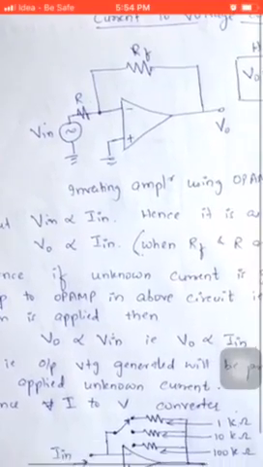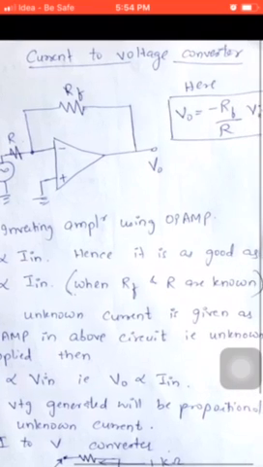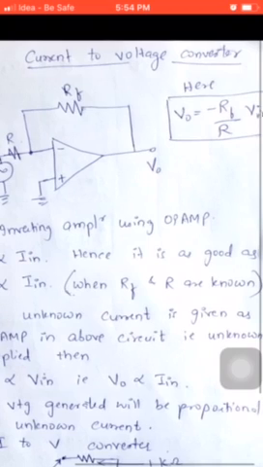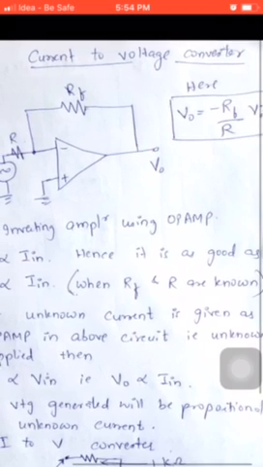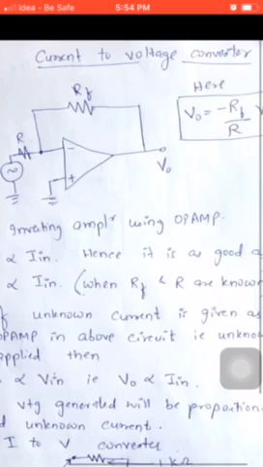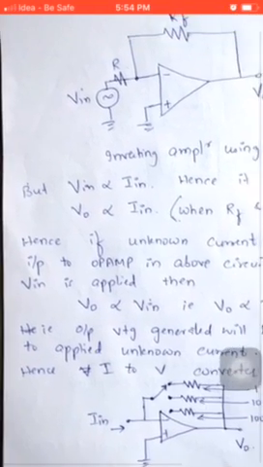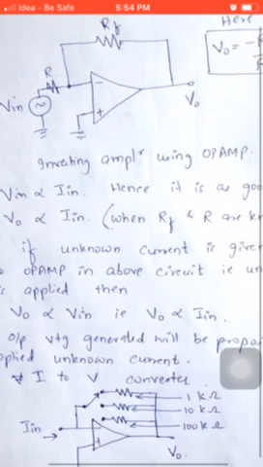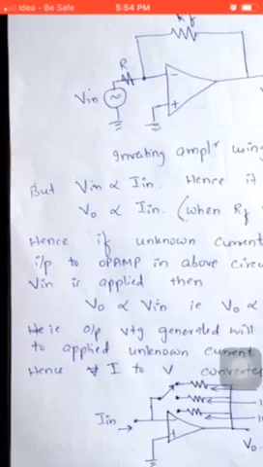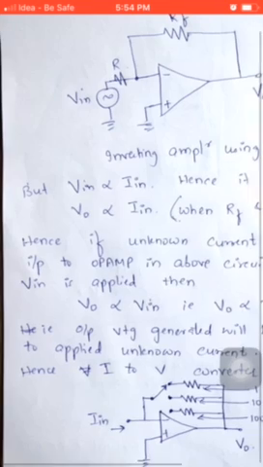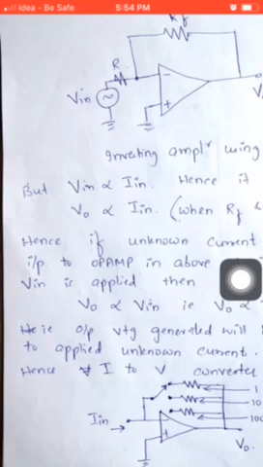Thus, it is as good as we are converting the current which is unknown, that is I input, into an equivalent amount of output voltage, that is VO. Hence, this circuit will be termed under the category of current to voltage converter. So let me just continue. That is, output voltage generated will be proportional to the applied unknown input current, that is I input. Hence I to V converter. Okay.